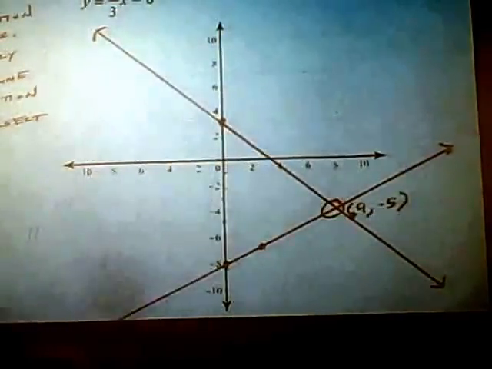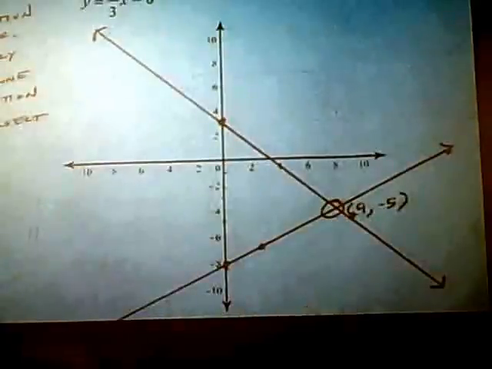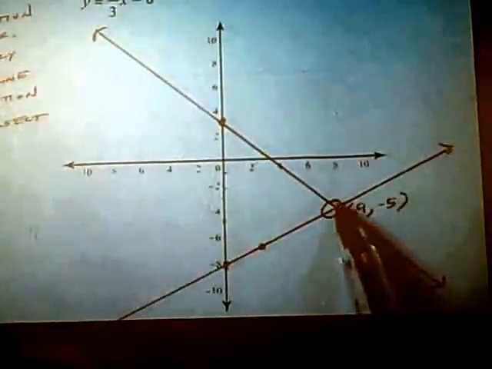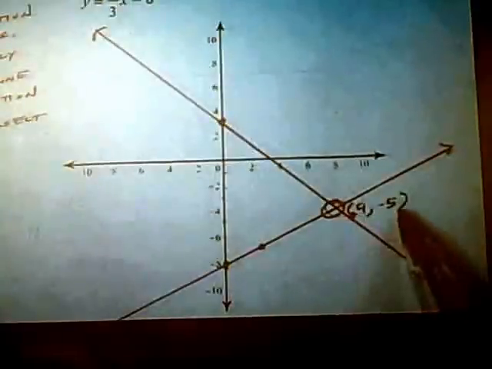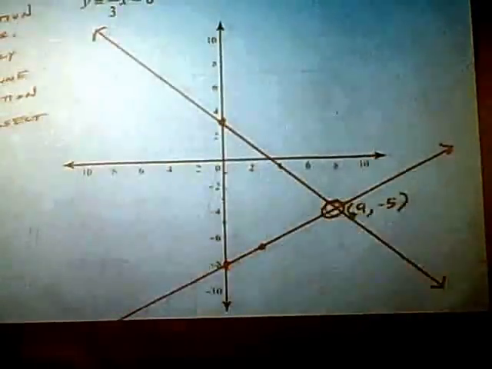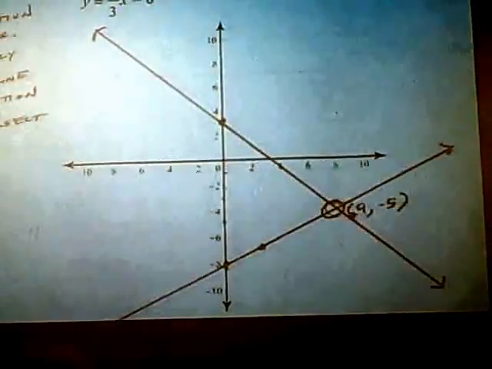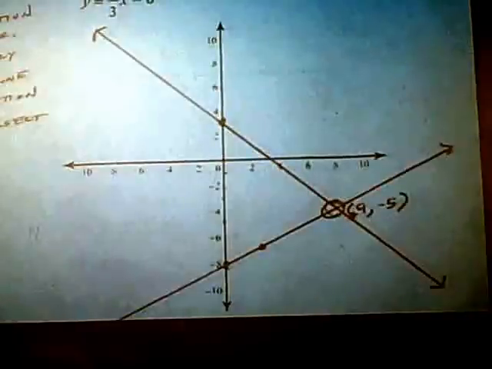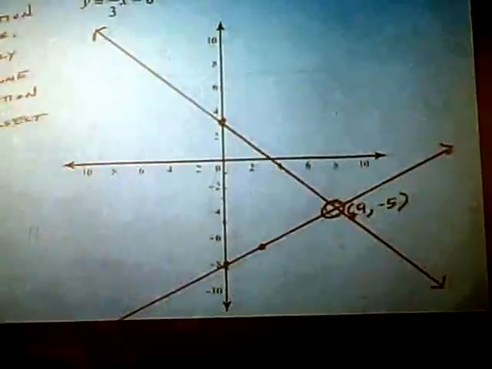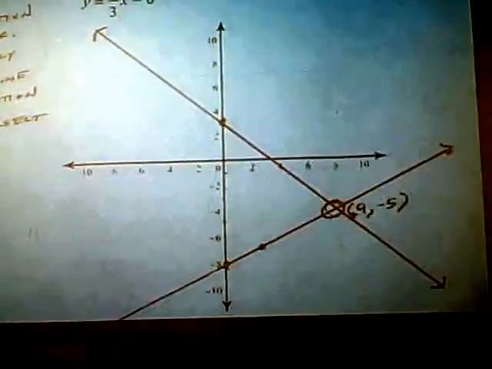So again, my first 2 examples both had intersecting lines. The solutions of those intersecting lines are right here. That is the point. 9, negative 5 is on both of these lines. That's why they intersect. That's the only point that they share. That's very important that you understand that. Okay? Let's look at another one. And this is great graphing practice as well.